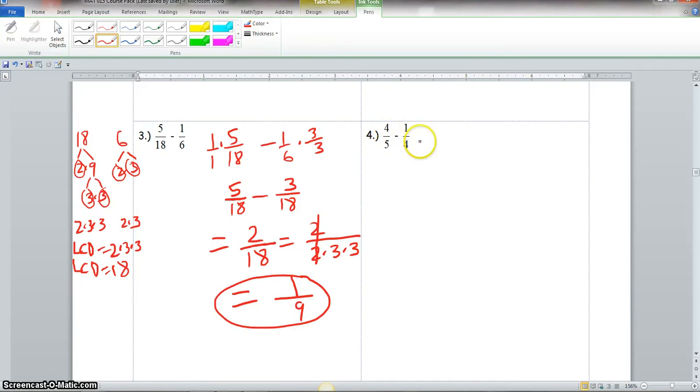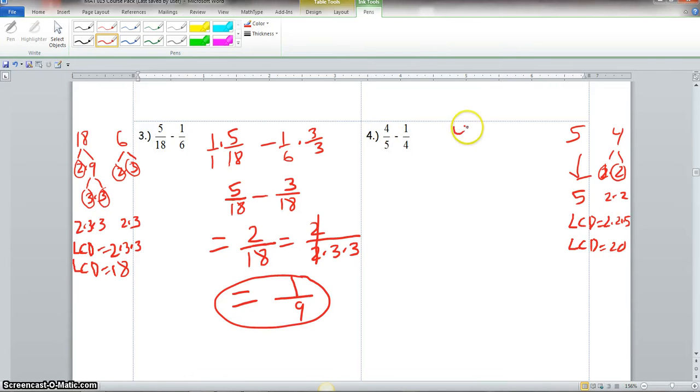Now we go here to number 4. Now, prime factorization of 5, we know is 5. And the prime factorization of 4 is 2 and 2. So we will have 5 here and 2 and 2 here. Our LCD is all of them. So we multiply 2, 2, and 5. So our LCD is 20.